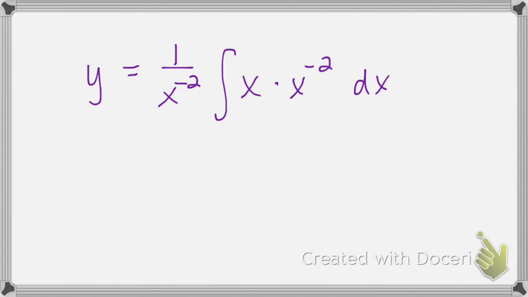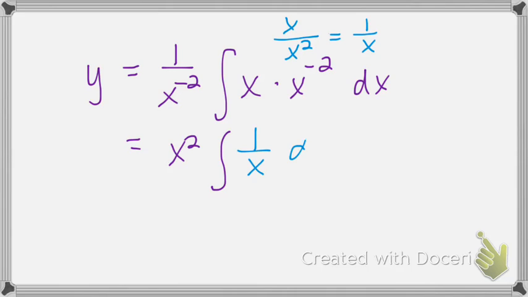Okay, what's 1 over x to the negative 2? x squared. Think of it as 1 over x squared. This is the same as x squared. Okay? Alright, x times x to the negative 2 is the same as x over x squared, which is x to the negative 1, or 1 over x. So now the integral is much easier than it looked like it was going to be.